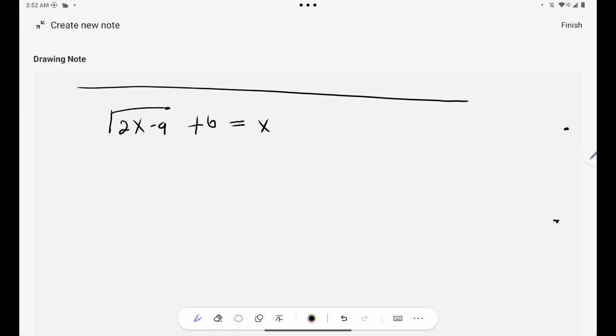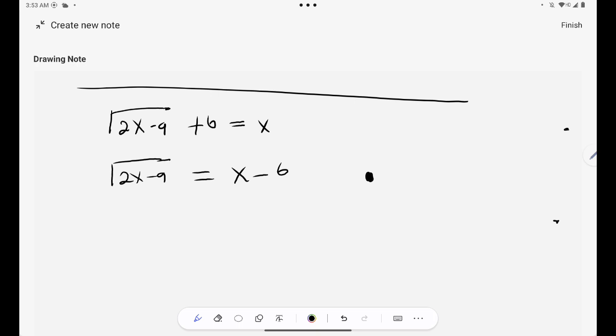For me to remove surds, I must isolate the part that has surds. Are we together? So in this case, I must have the square root of 2x minus 9 on one side and then everything else must be on the other side. Are you together? And then I must write my restriction here. My restriction should be written here. Are you together?